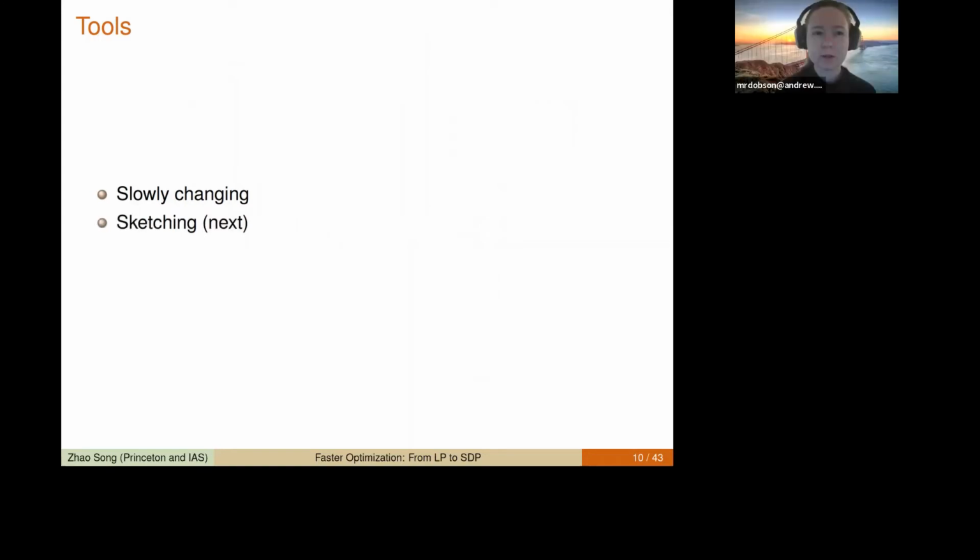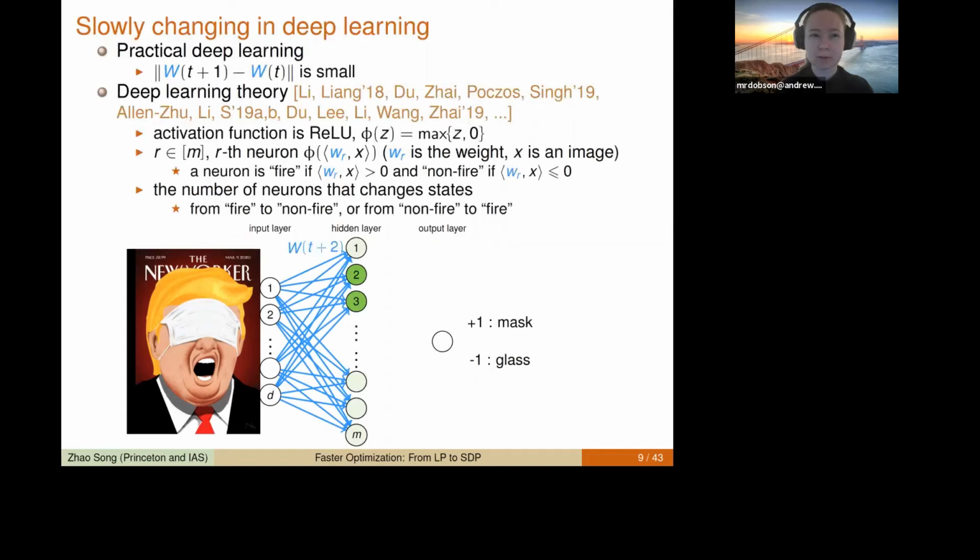Sorry, I have another question. Could you go back through what it means for the neurons to be on fire or not? Yeah. So a neuron being on fire means that if you look at w_r times x, it is bigger than 0, because you are looking at ReLU right now. And non-fire means the inner product between the image and w_r is below 0. Because if it is not on fire, your value is just 0 forever. And if it is on fire, your entry is greater than 0. Is that clear to you?